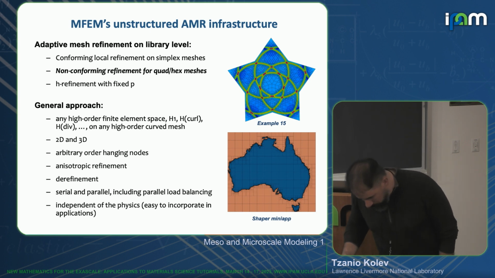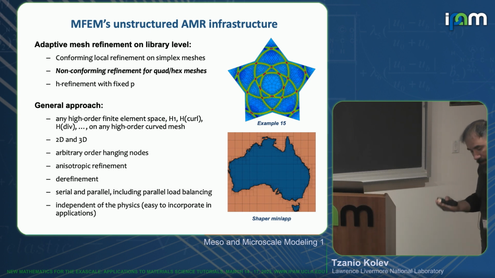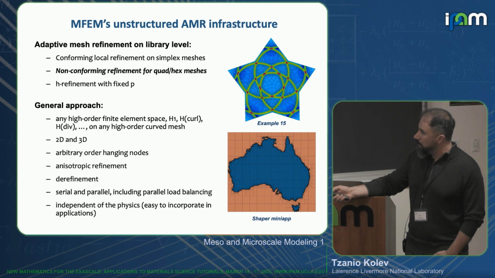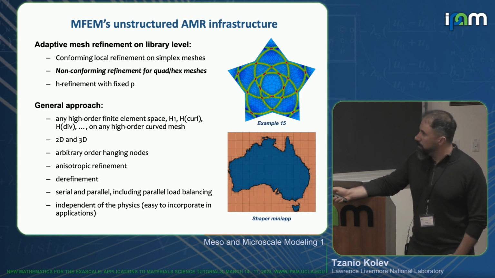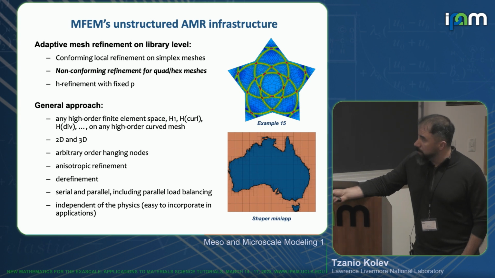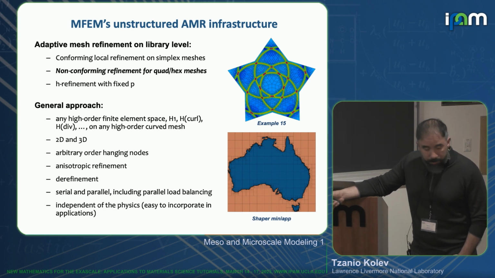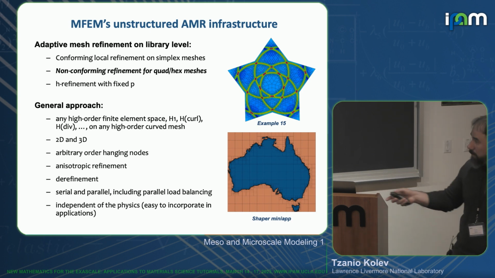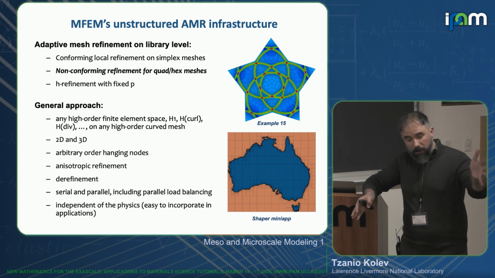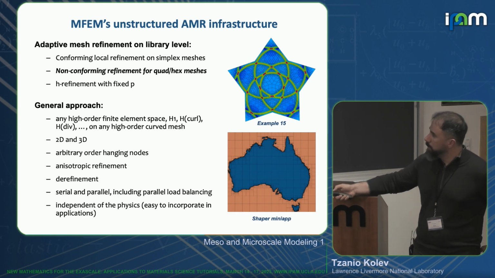It's not a full HP refinement, if you're familiar with that term. It's H refinement with a fixed P, so we refine the mesh for a fixed polynomial order. But other than that, everything is really general. So we support all the spaces, 2D, 3D. There's no restriction in the non-conforming case on the number of hanging nodes. So we can refine one side a lot. It doesn't have to be 2 to 1.